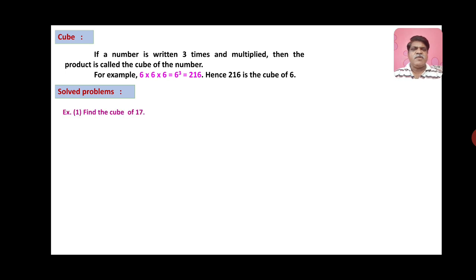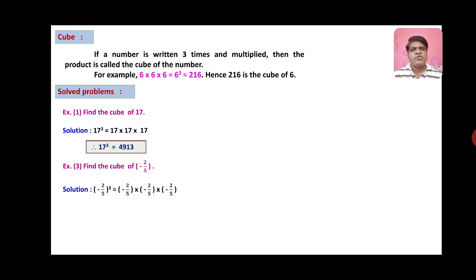Friends, let us discuss some problems. Find the cube of 17. Here you will get 17 raised to 3, that is 17 cube, equal to 17 into 17 into 17. Therefore, you can write 17 raised to 3 is 4913. Let us take one more problem, minus 2 upon 5. Here minus 2 upon 5 raised to 3 can be written as minus 2 upon 5 into minus 2 upon 5 into minus 2 upon 5. So the product we have to do individually for the numerator and the denominator. So minus 2 upon 5 raised to 3 is 2 raised to 3 upon 5 raised to 3, and the result has the negative sign. So minus 8 upon 125.